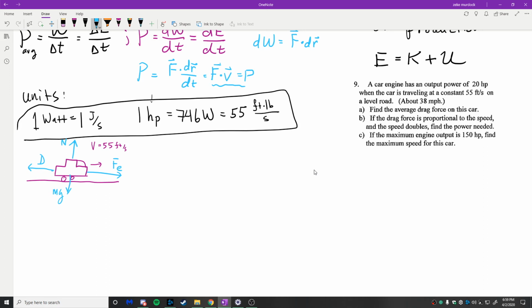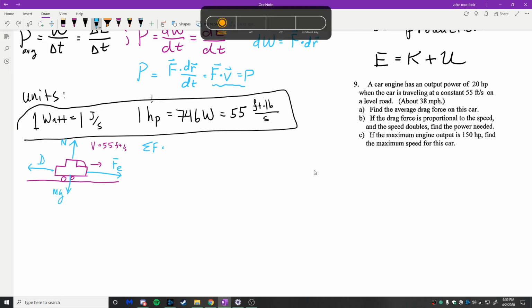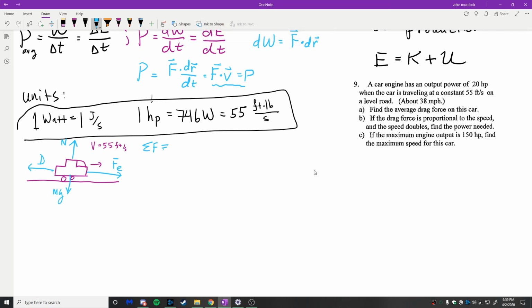And if the car is moving at constant speed, what does that mean about the sum of forces acting on the car? Is it equal to mass times the acceleration of the car? It would be. What's the acceleration of the car? What is the acceleration of a car that moves with a constant velocity? 0, that's right. So the net force has to be equal to 0, right? Which means that F_e minus D should be equal to 0, which means that the force from the engine is just going to be equal to the drag force.